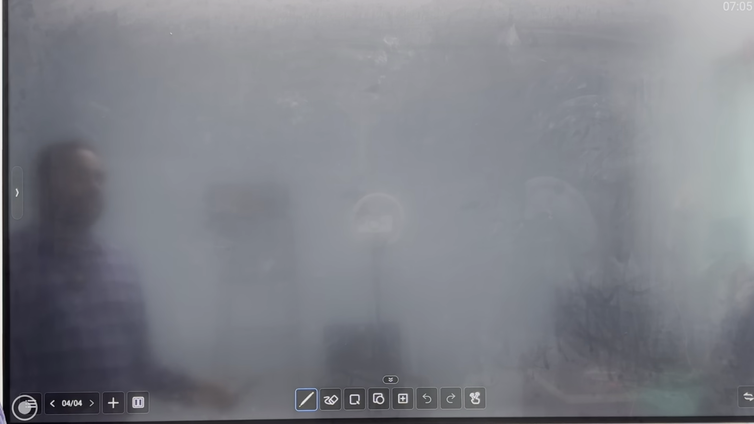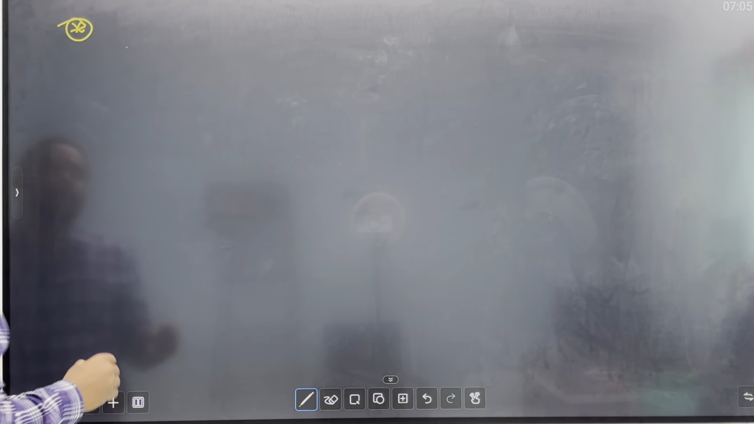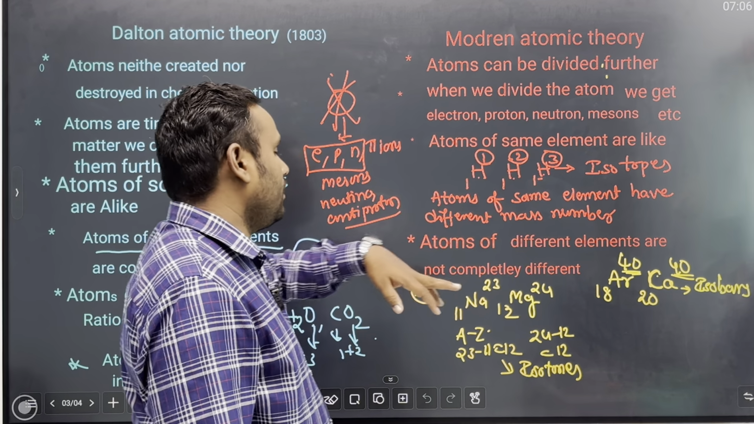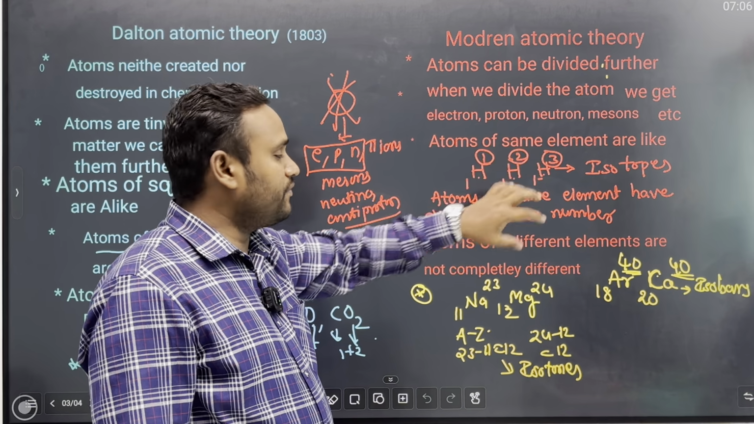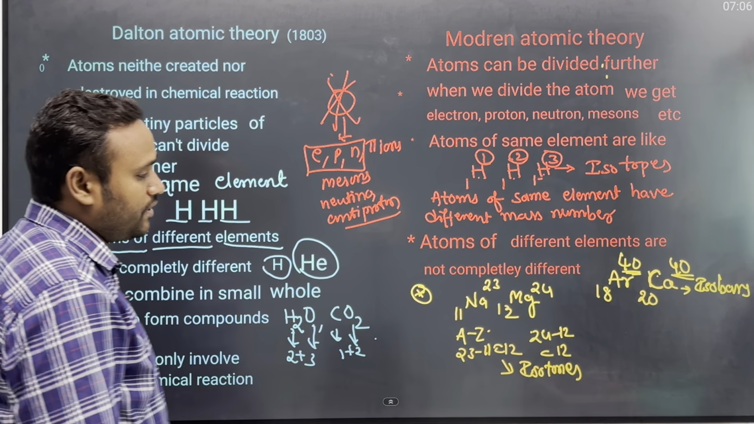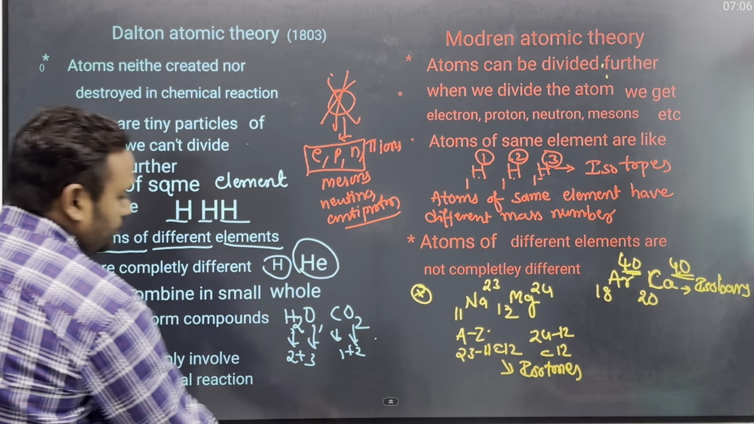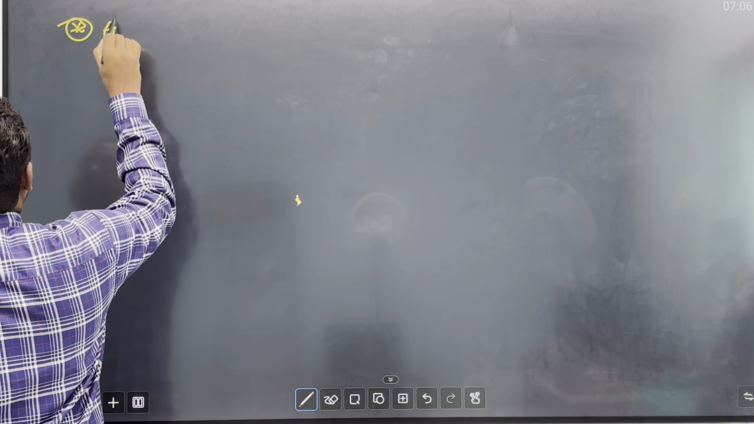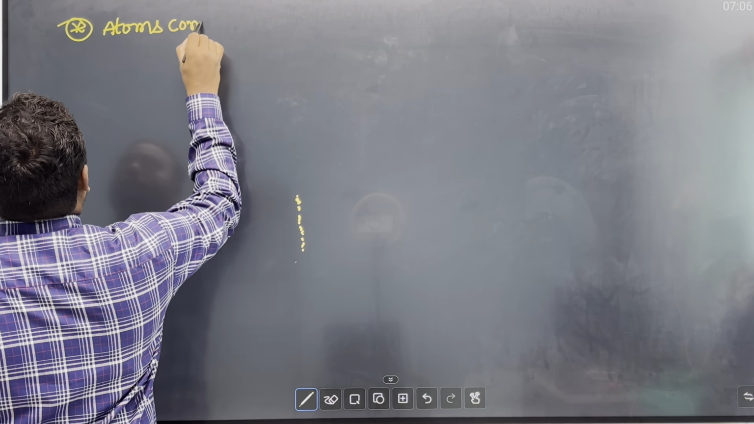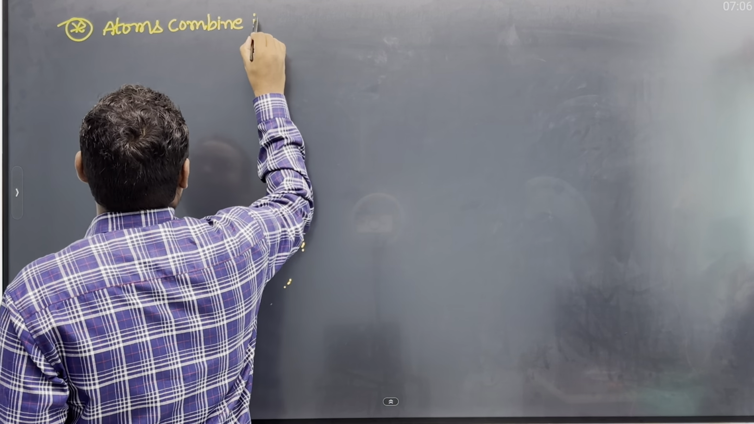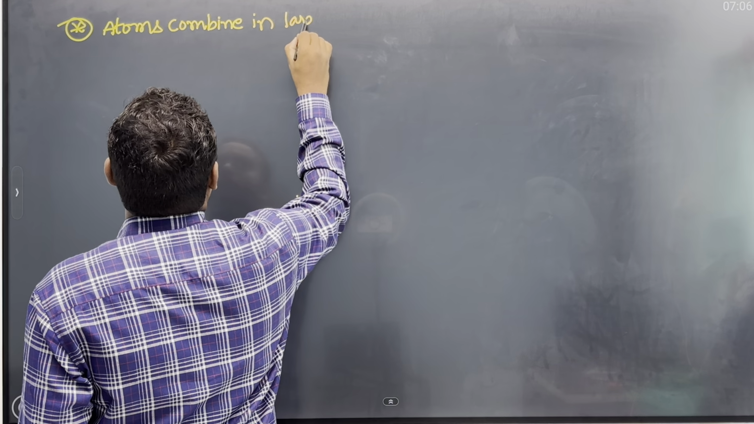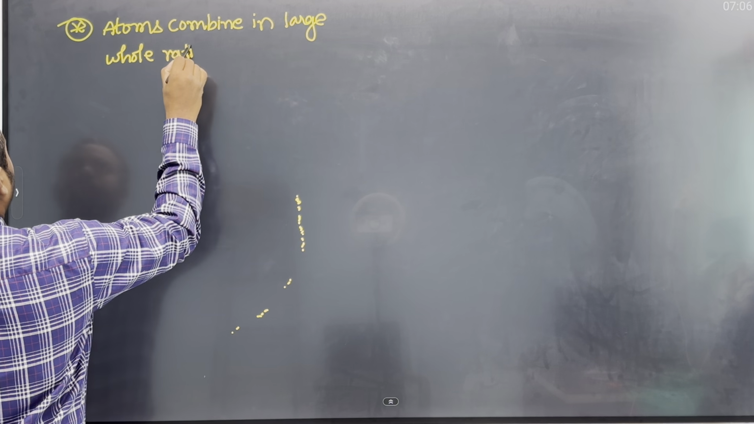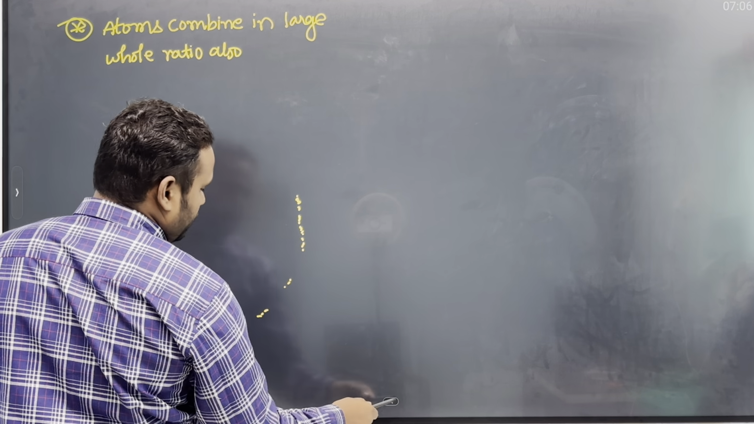Next, let's see the next points in the modern atomic theory. In the last point, we discussed that atoms of the same element are alike, meaning some properties are different. Atoms of different elements are not completely different, meaning some similarity is there. Next, atoms combine in large whole-number ratios also.